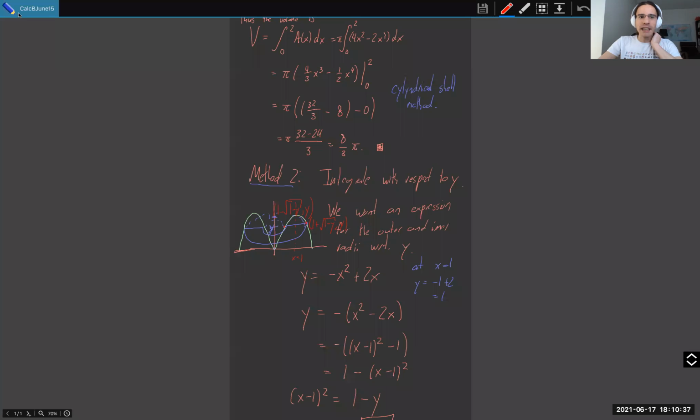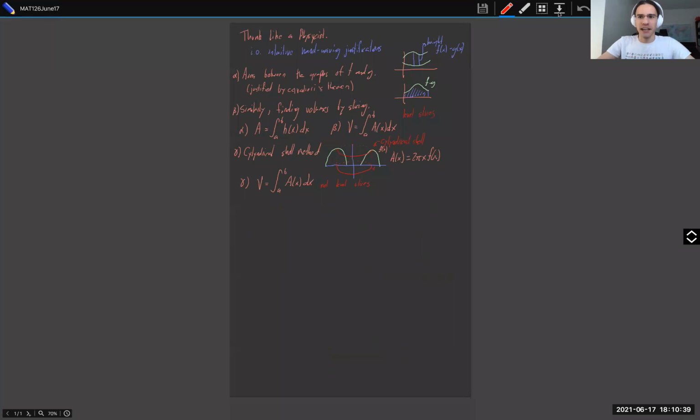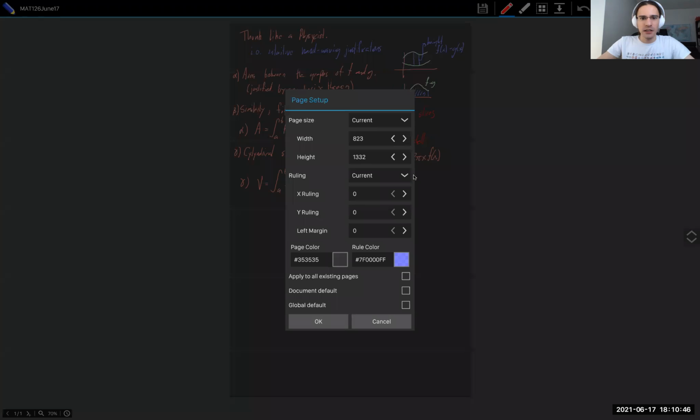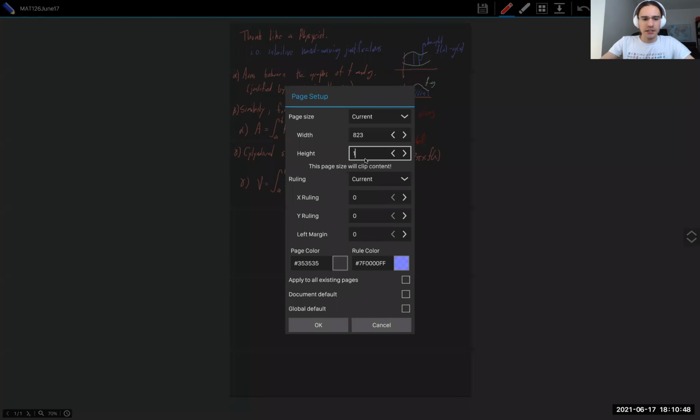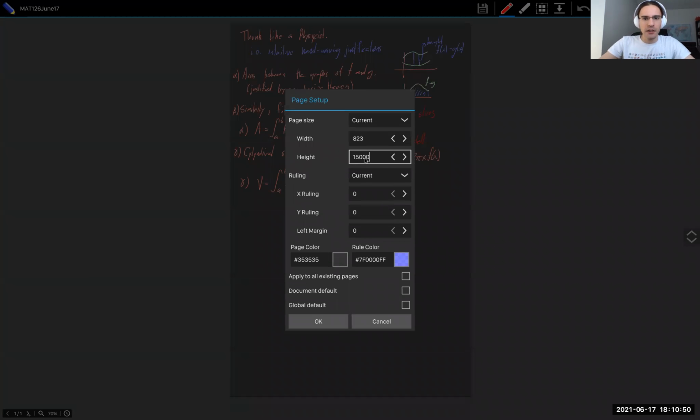So what we're going to ask today, we're going to begin by doing a physicist justification for why this formula holds. Let me just set this up already.